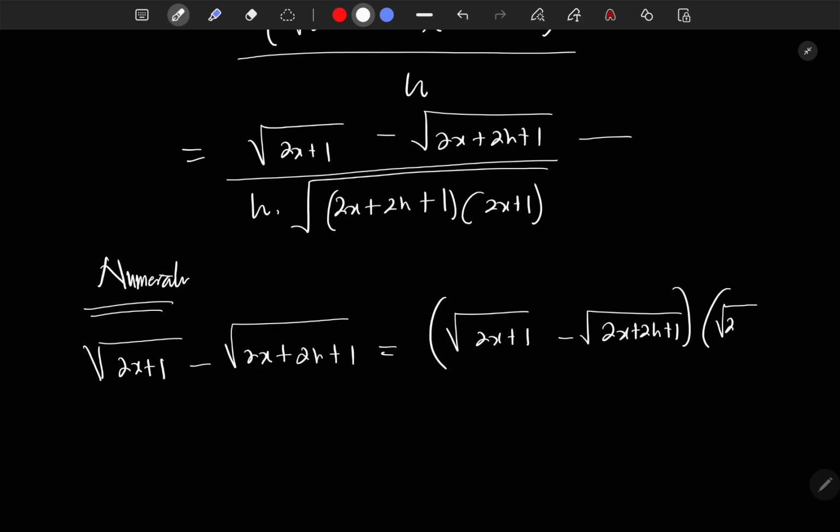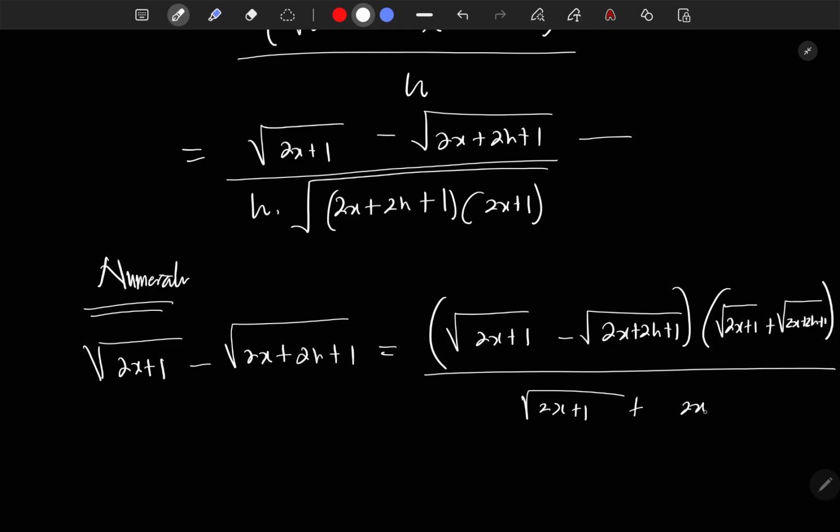The square root of 2x plus 1 plus the square root of 2x plus 2h plus 1. And the denominator also by the conjugate, which is the square root of 2x plus 1 plus the square root of 2x plus 2h plus 1. I'm just writing what is there.